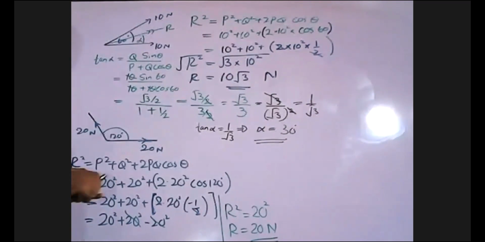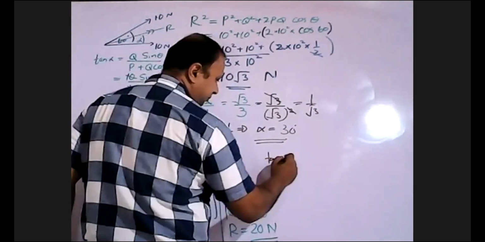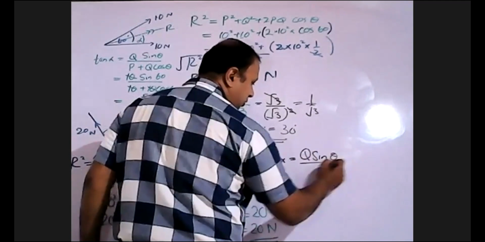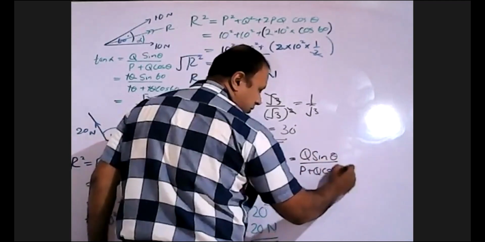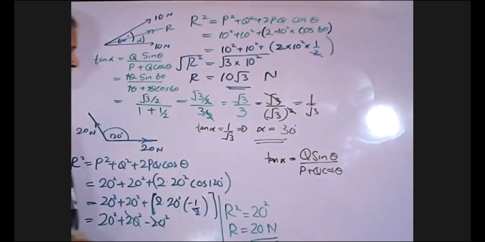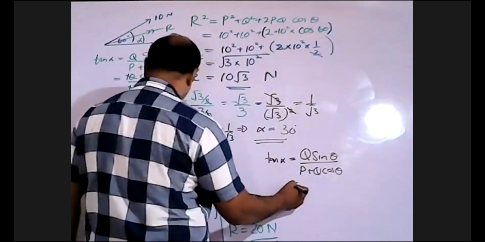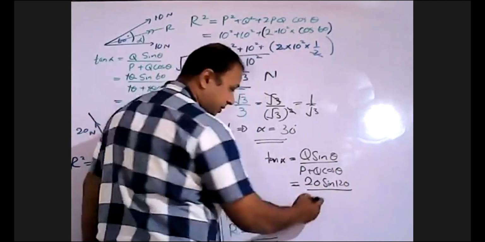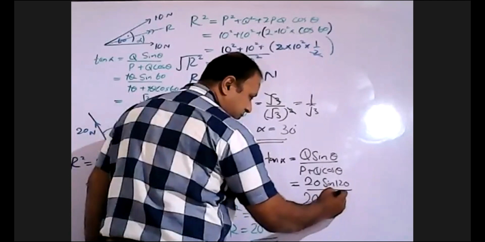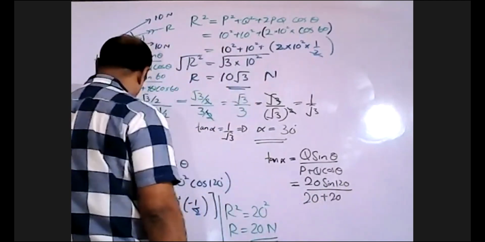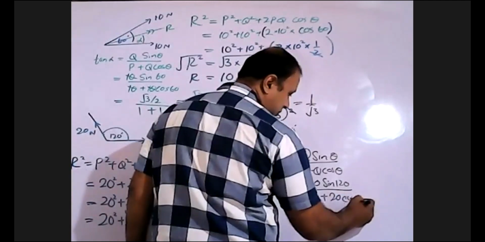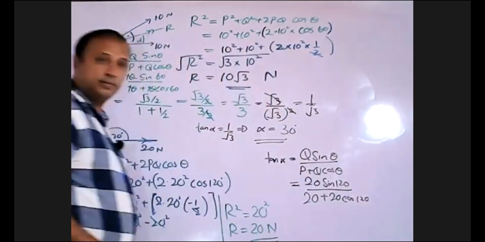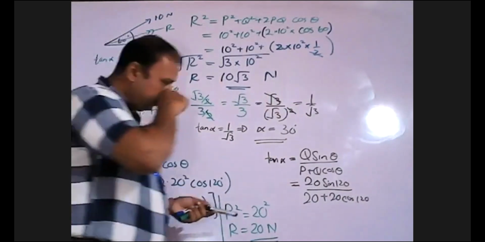Then tan alpha. Tan alpha is equal to q sin theta over p plus q cos theta. Q means 20. 20 times sin 120 over P, which is again 20, plus 20 times cos 120. You know the value of sin 120.